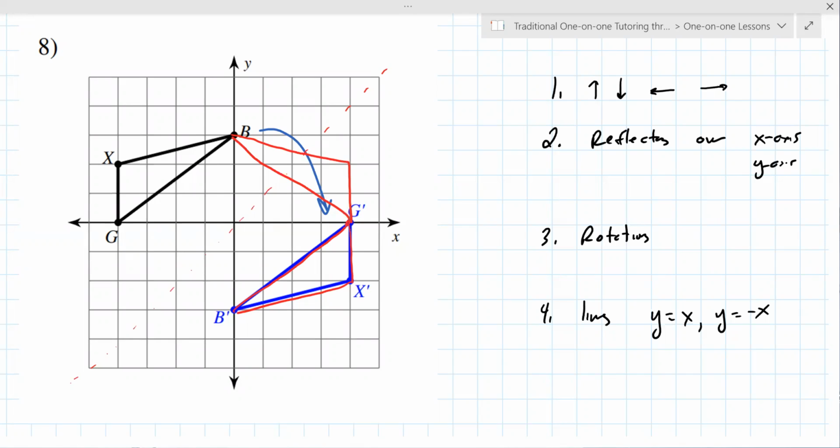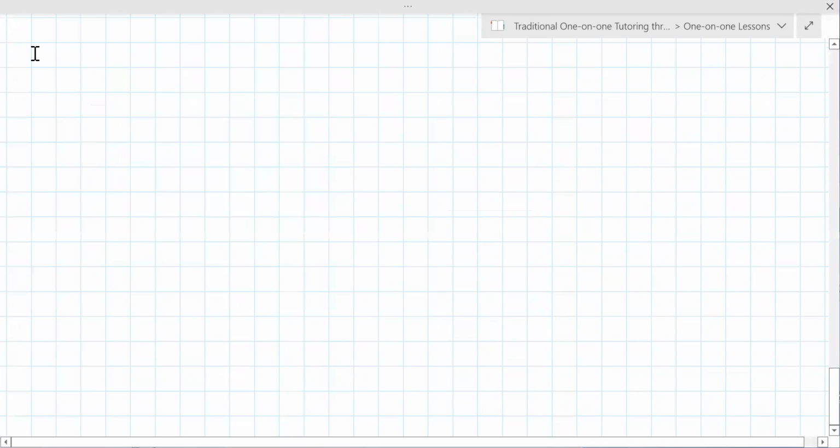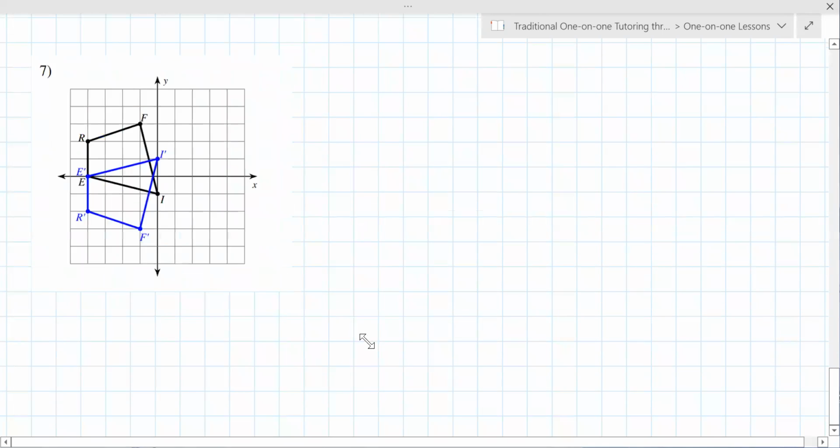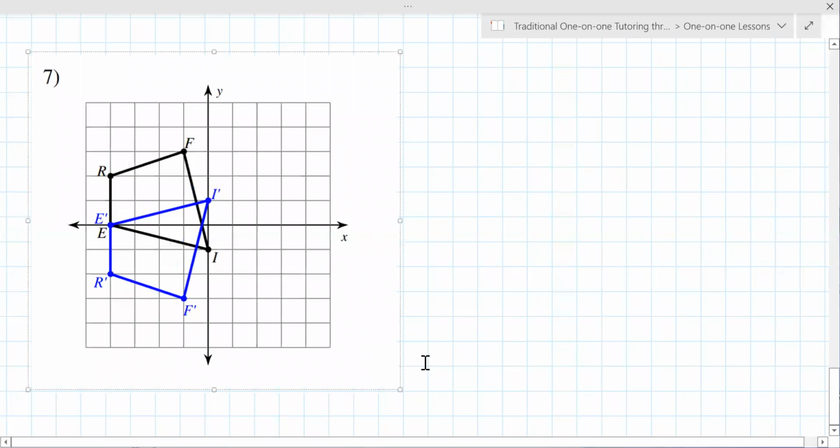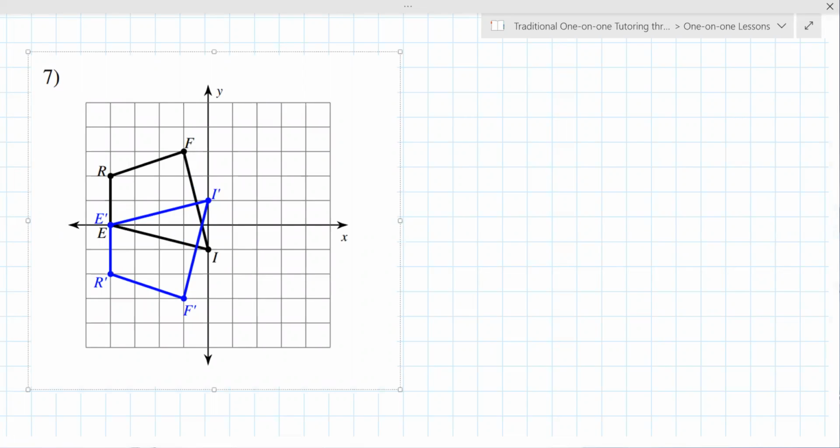All right, let's look at another one here. Take a look at this and let me know if you see anything there. Oh, that's a reflection. Over which axis? X. Yes, very good. Okay, so this one is going to be harder than the other ones.